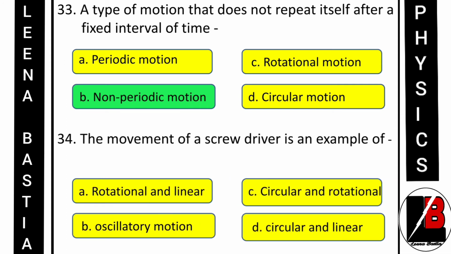Next is the movement of a screwdriver is an example of. First option is rotational and linear, B oscillatory, C circular and rotational, D circular and linear motion. What it will be? So let us see what it will be. It will be rotational and linear.